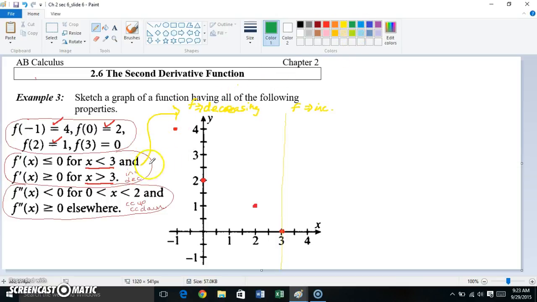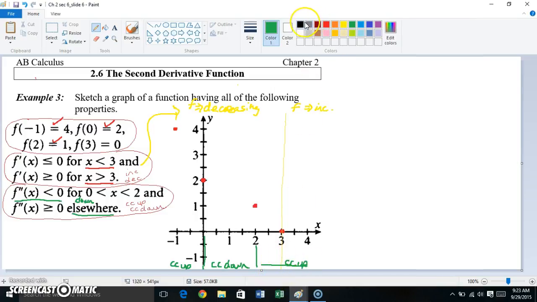All right, so I've just noted what's happening there. Okay, what's happening with the second derivative? Remember, when the second derivative is negative, your graph must be concave down. Okay, so between 0 and 2, my graph is concave down. Everywhere else, it's got to be concave up. So here to the left, it's concave up, and here to the right, it's concave up.